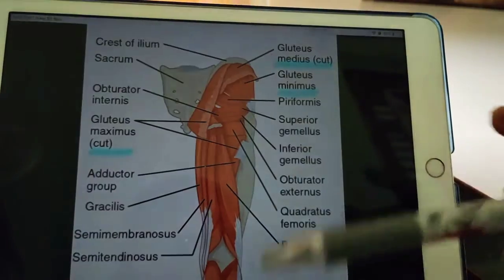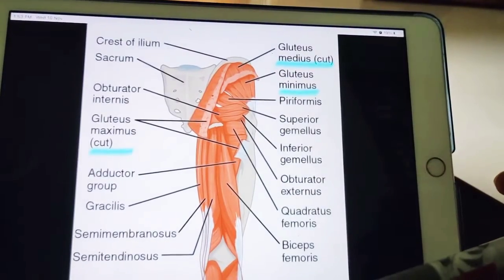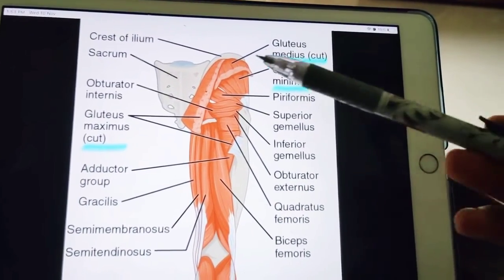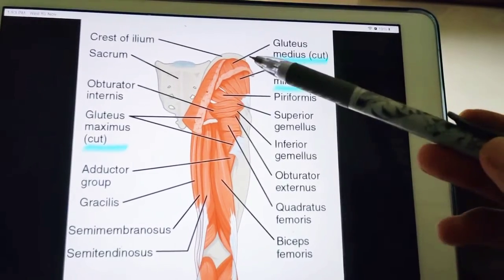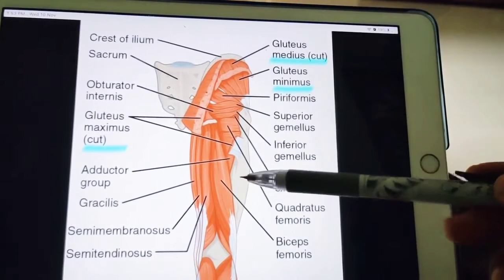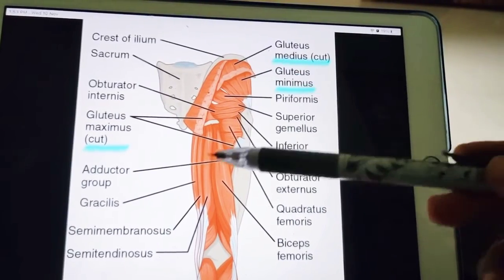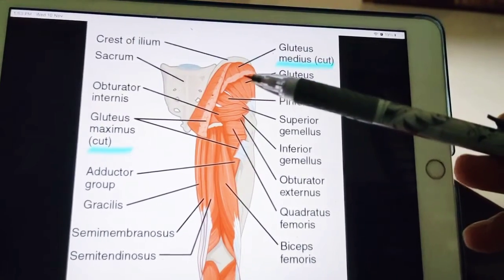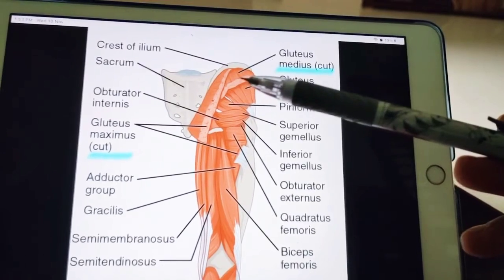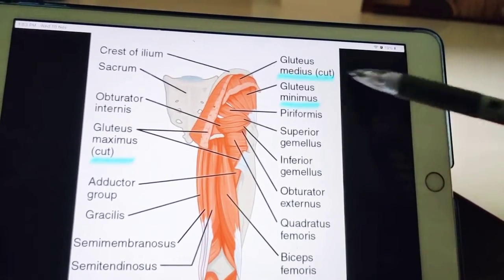Also, the tensor fasciae latae lies on the lateral side of the thigh. This is the medial side of the thigh, right? So this is the lateral side. On the lateral side of the thigh, you will have the tensor fasciae latae. All these together form the thigh muscles just in front of the gluteal region. The attachments and nerve supply, everything we'll discuss.